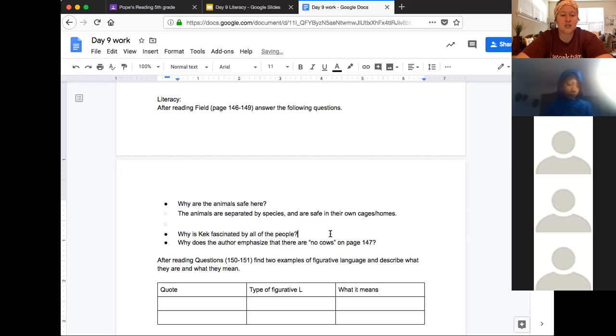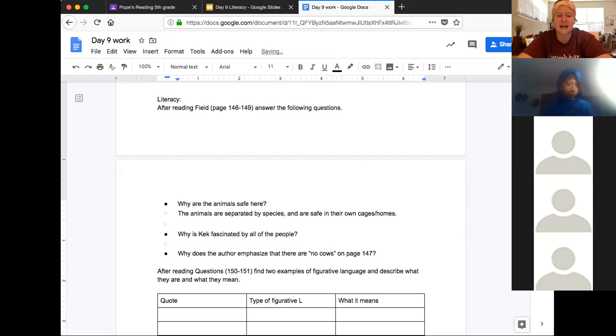Okay. The next question is, why is Keck fascinated by all the people? So he's at a zoo to look at all of these animals, but he's staring at all the people. So why is he fascinated by all the people? If you need a hint, you can go to page 148.